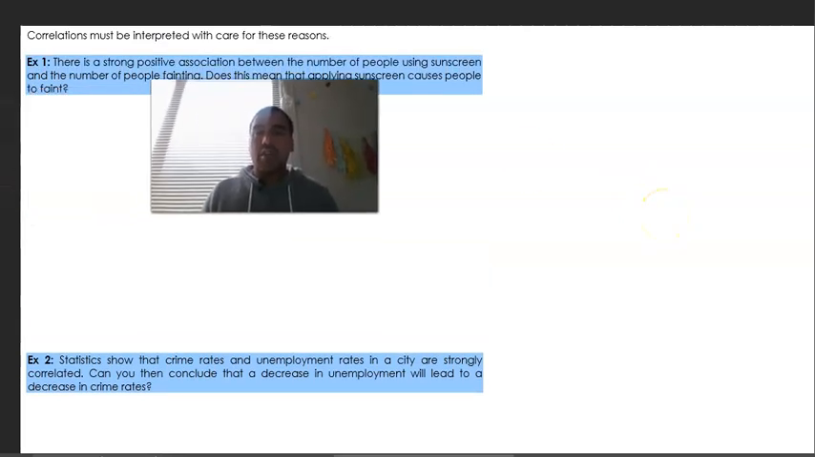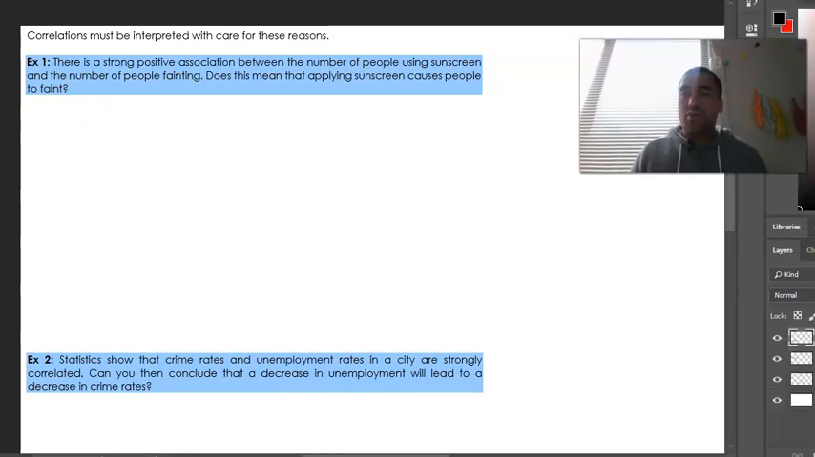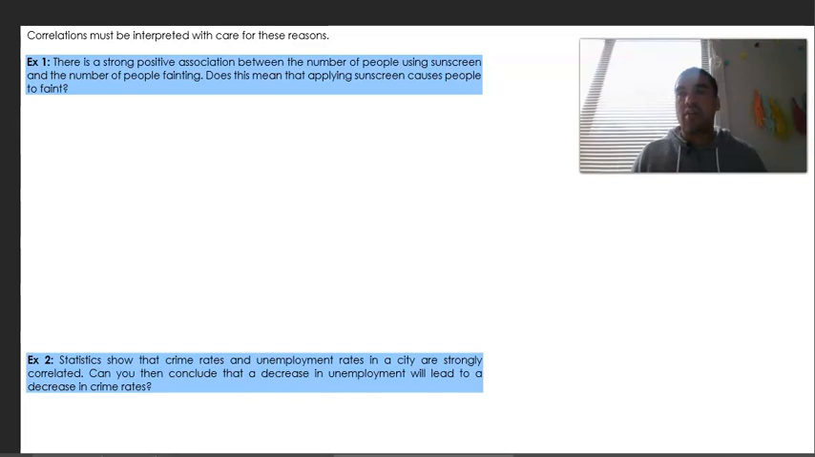So let's have a look here. And this question here, we want to look at these different correlations and categorize them from one of the three that I just provided. So this one here, there is a strong positive association between the number of people that use sunscreen and the number of people that faint. Does this mean that applying sunscreen causes people to faint?